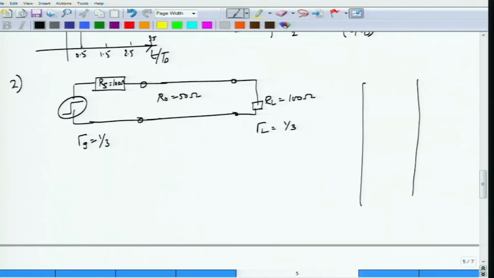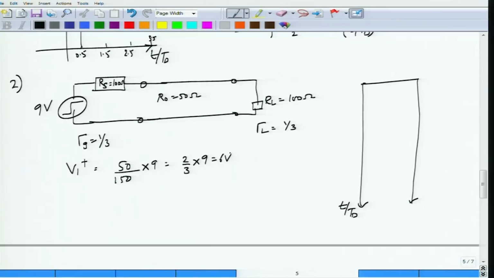So here the voltages seem to be having only positive reflection coefficients, and that shows up when you draw the bounce diagram. So you draw the bounce diagram again by normalizing T with respect to Td. Again assume that this is 9 volts. With 9 volts the initial voltage that is launched will now of course be different. The initial voltage launched V1 plus will be 50 by 150 into 9 volts. Oh well, not really. So this is 2 by 3 into 9. So this is 6 volts launched again.